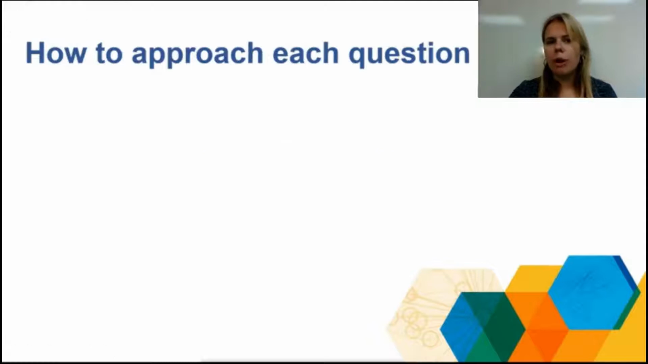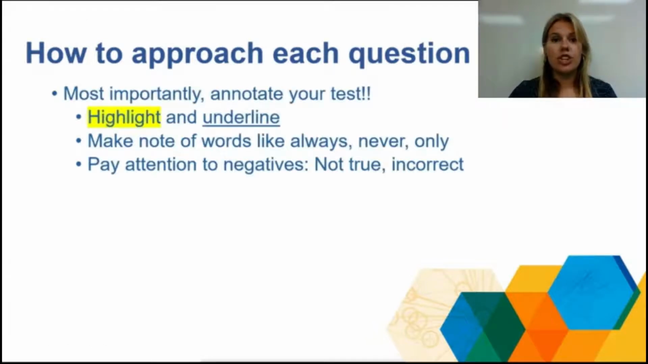So how should we go about approaching each question on a multiple choice test? My biggest piece of advice is to make sure that you annotate your test. Highlight and underline important words including vocabulary. Make note of absolute words, things like always, never, or only. Pay attention to negatives, those questions like which of the following is incorrect can get tricky.